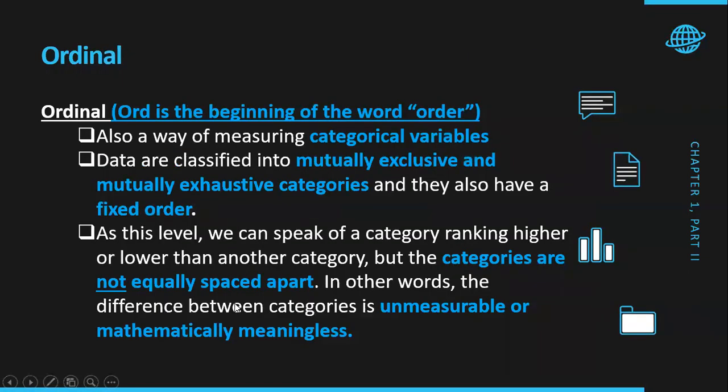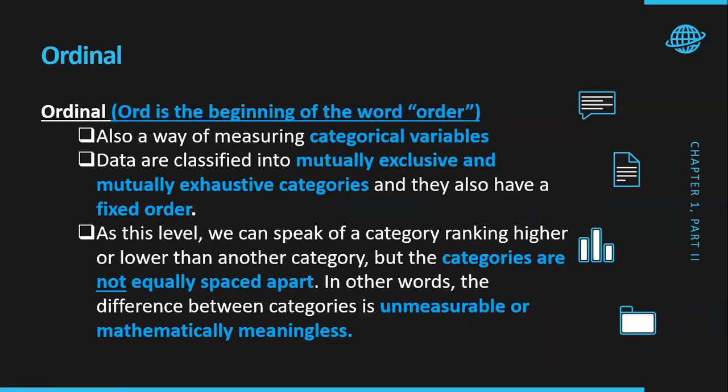So now let's look at ordinal level variables. One way in which to remember this is that the letters ORD are at the beginning of the word order. Ordinal level variables also provide a way of measuring categorical variables. And at this level, data are classified into mutually exclusive and mutually exhaustive categories. And these categories also have a fixed order.